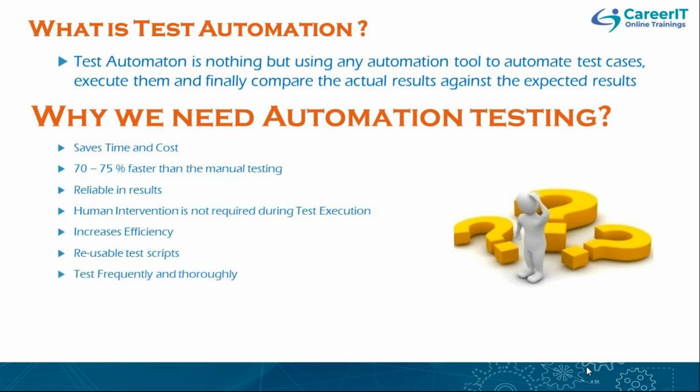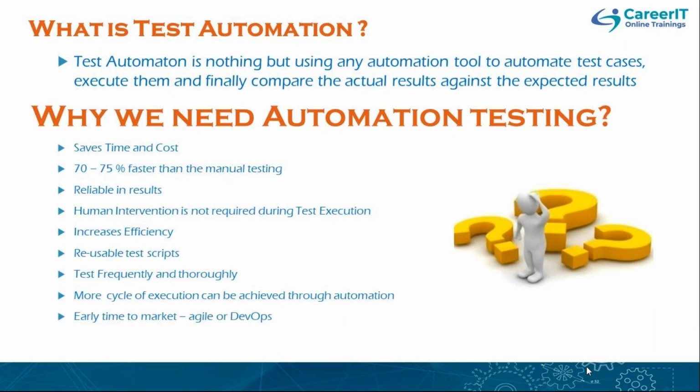Next, you can run n number of cycles, guys. Test frequently and thoroughly. That means if you want to run your automation scripts, you can run them n number of times in a day. But in manual testing, if you want to execute your test cases, your manual team has to sit in front of the machine and do all those things. But in automation testing, you can just trigger your automation test cases, and those will get executed on remote machines or somewhere.